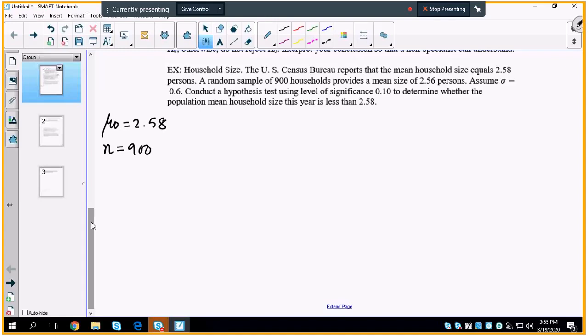It provides a mean size of 2.56. So this 2.56 is your challenger. It is the sample mean, the new mean. Assume that the population standard deviation sigma is 0.6. Conduct a hypothesis test using the level of significance of 0.10. So it has been given that the level of significance is 0.10.